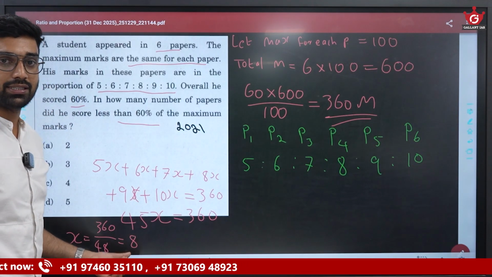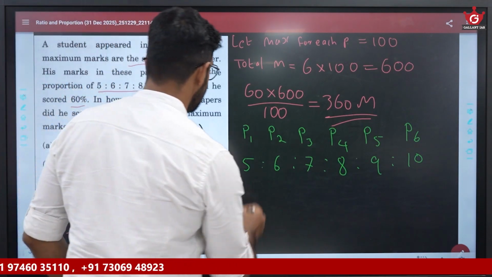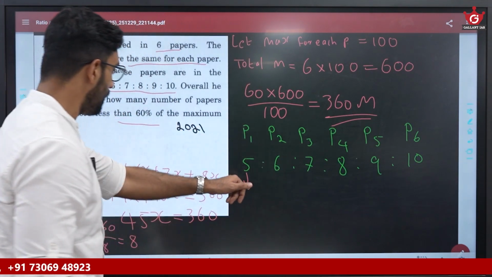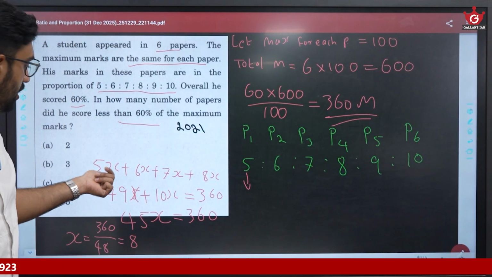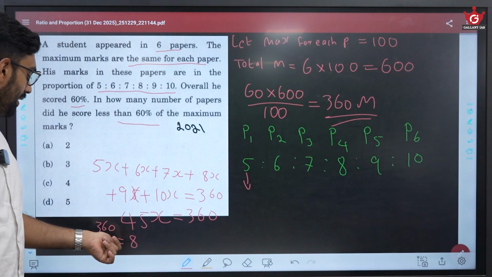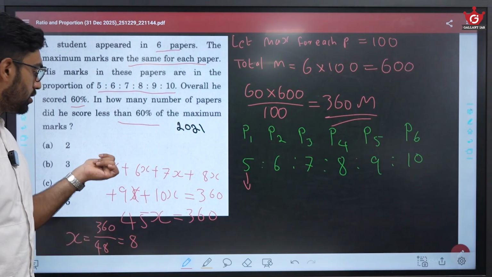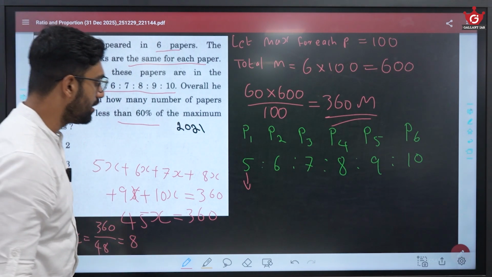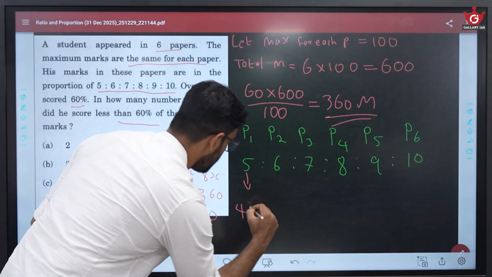The value of x is 8. So we take P1 as 5x. So P1 is equal to 5 into 8, since the value of x is 8, which is equal to 40.